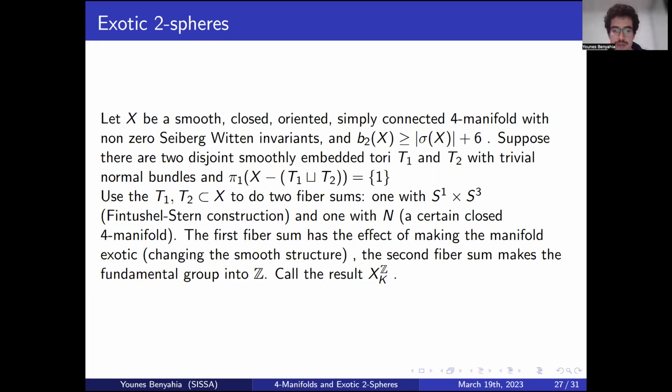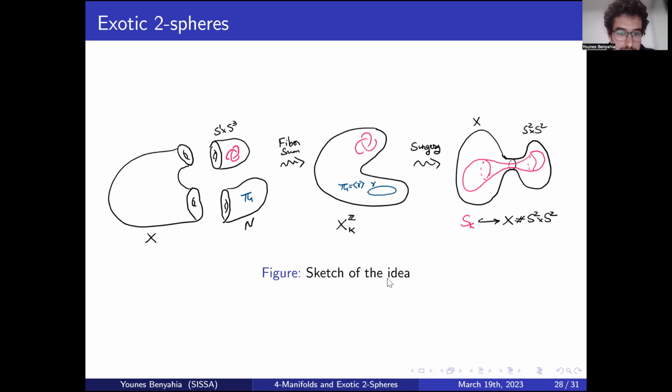The second one will give us a manifold that raises the fundamental group to Z. So we will call the result XKZ. This is a diagram of the idea: if you take X and it has two tori here, you use the first torus to make the exotic structure by fiber summing with S1 times S3, and you use the second torus to fiber sum with a certain manifold N, so that you will get a manifold with fundamental group Z. So this is XKZ here.